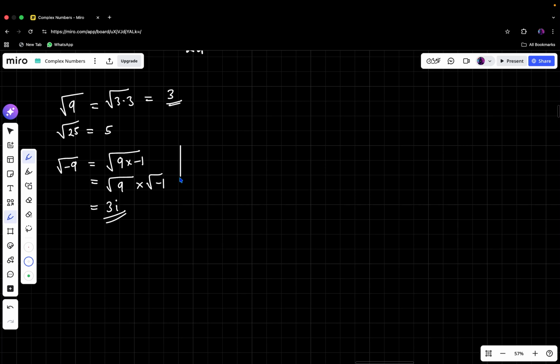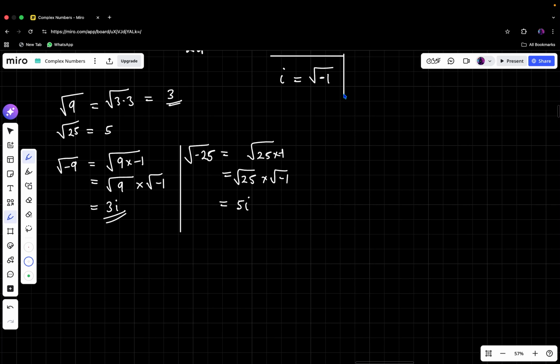Let's take another example. Let's see, what is the square root of negative 25? This will simply be square root of 25 times negative 1, which will be square root of 25 times square root of negative 1. And this would be 5. Square root of negative 1 is what? I. Remember, I is equal to the square root of negative 1. This is where we are getting that I from.